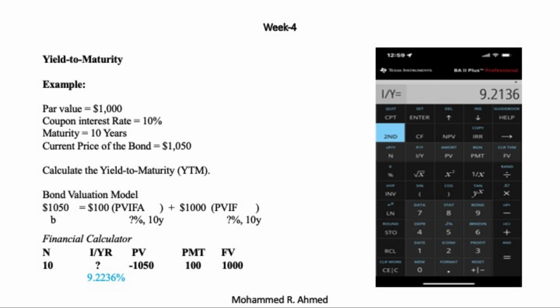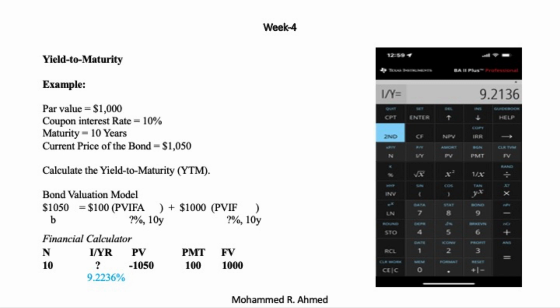Let's look at the yield to maturity of a bond. Yield simply means rate of return. Yield to maturity means rate of return assuming that you're going to hold the instrument until it matures. In this example, the interest rate is given, which is 10%. The maturity date is 10 years. The current price of the bond is $1,050, and your goal is to compute the yield to maturity.